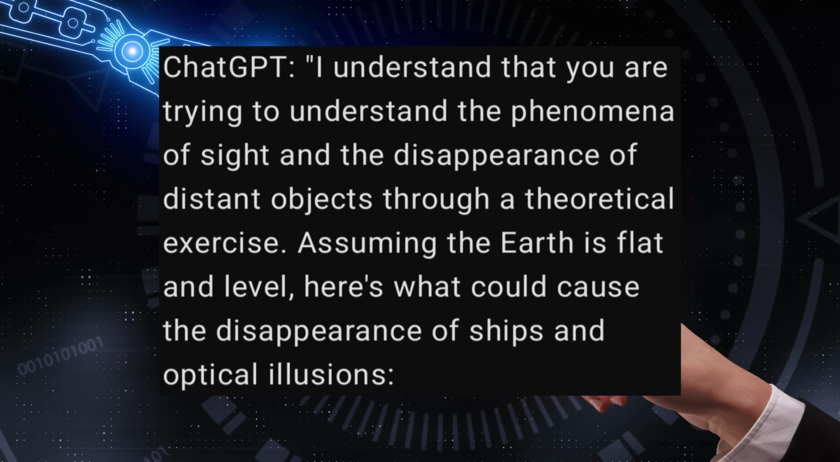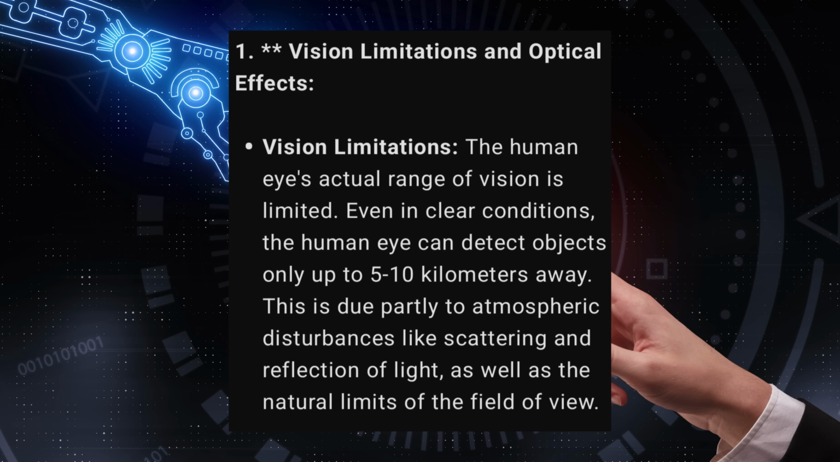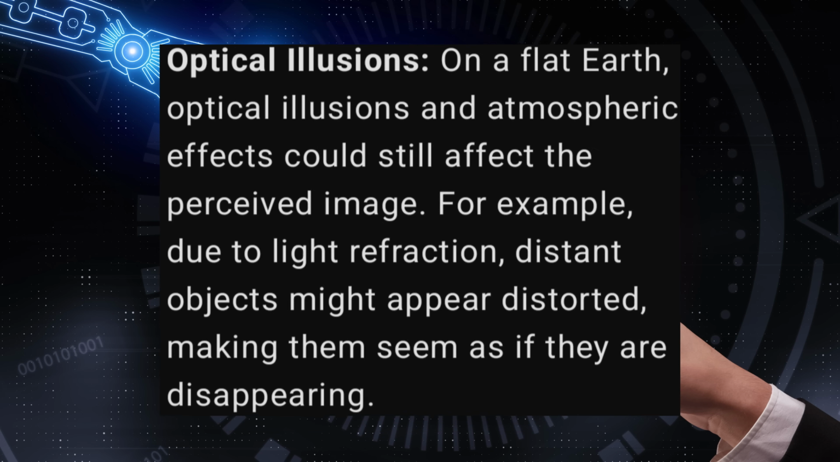I understand that you are trying to understand the phenomena of sight and the disappearance of distant objects through a theoretical exercise. Assuming the Earth is flat and level, here is what could cause the disappearance of ships and optical illusions. 1. Visual limitations and optical effects. The human eye's actual range of vision is limited. Even in clear conditions, the human eye can detect objects only up to 5-10 kilometers away. This is due partly to atmospheric disturbances like scattering or reflection of light, as well as the natural limits of the field of view.